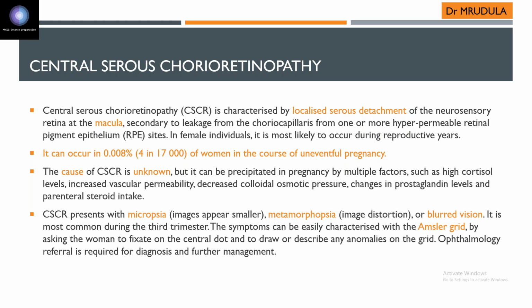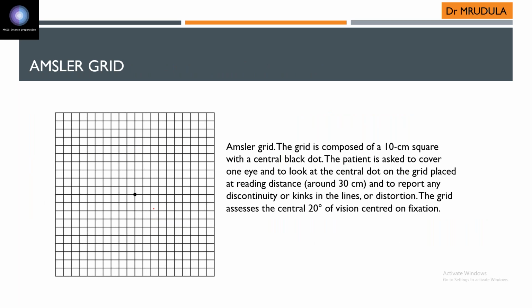Diagnosis is by Amsler grid. You can ask the woman to fix on a central dot and to draw or describe any anomalies on the grid. Here you can see this Amsler grid. This grid is composed of 10 centimeter squares with a central black dot. The patient is asked to concentrate on the central dot, and then report whether she is having any visual disturbances, that is, any discontinuity or thinning in the lines or distortion.